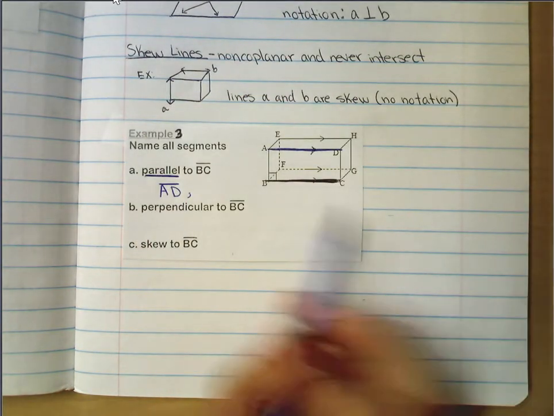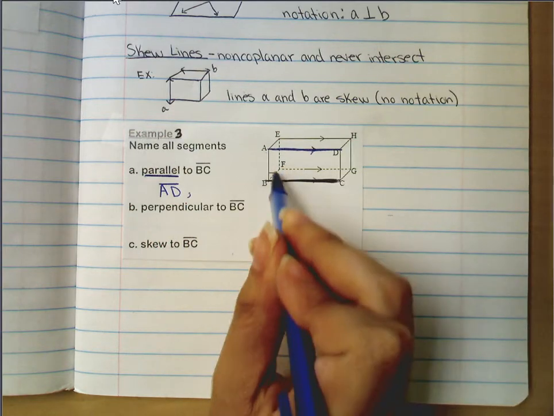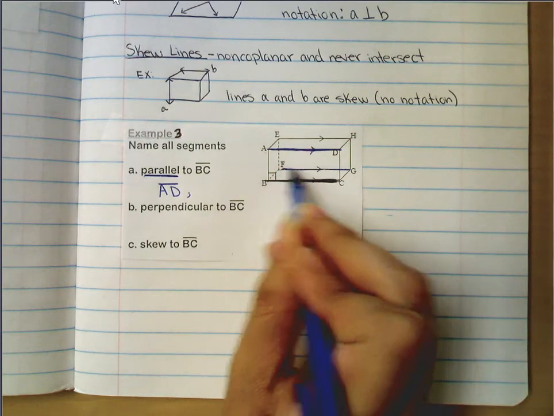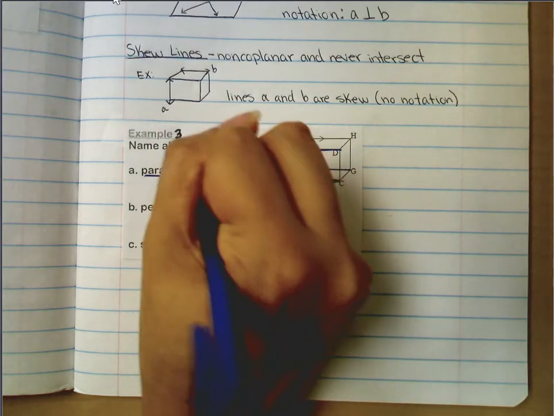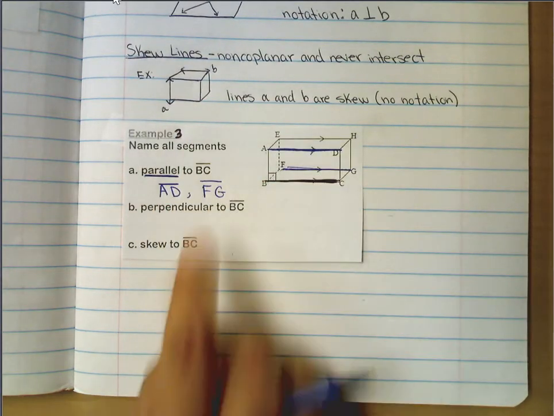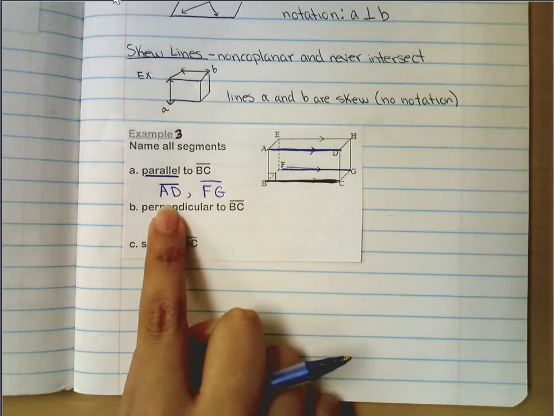And if I'm looking at the bottom of the box, FG would be parallel because it does not intersect BC. So I'm going to say FG. It's a segment, so you do not put arrows on top of those lines or on the side of those lines.